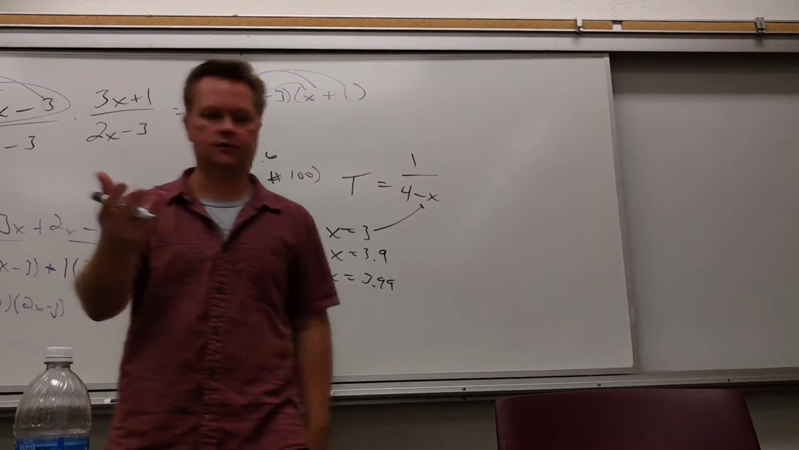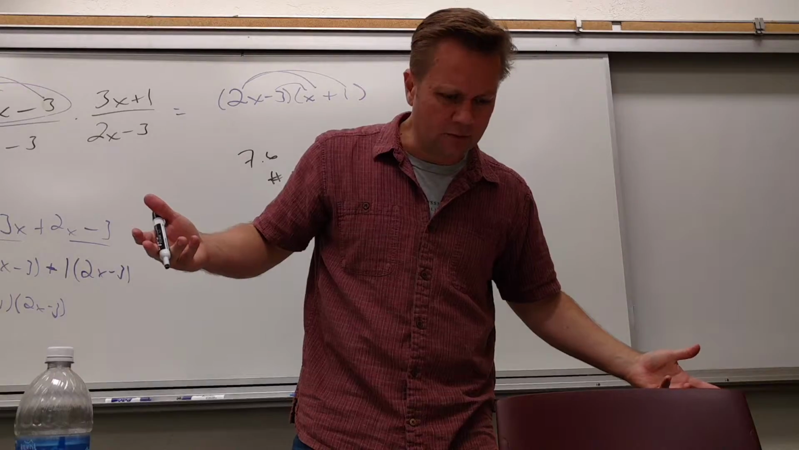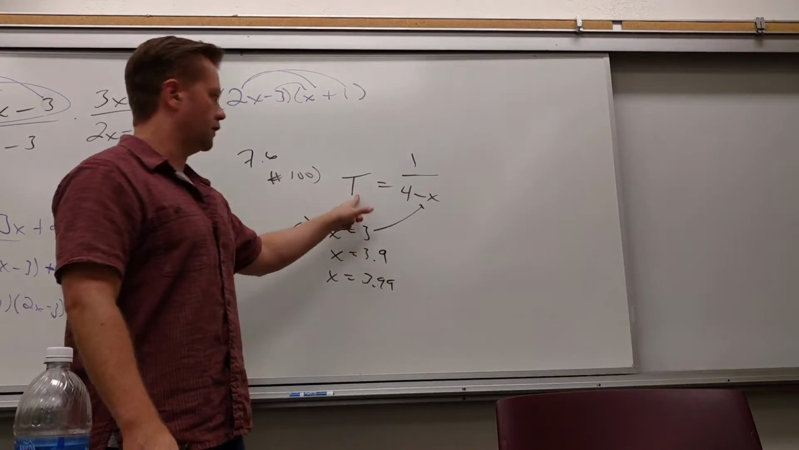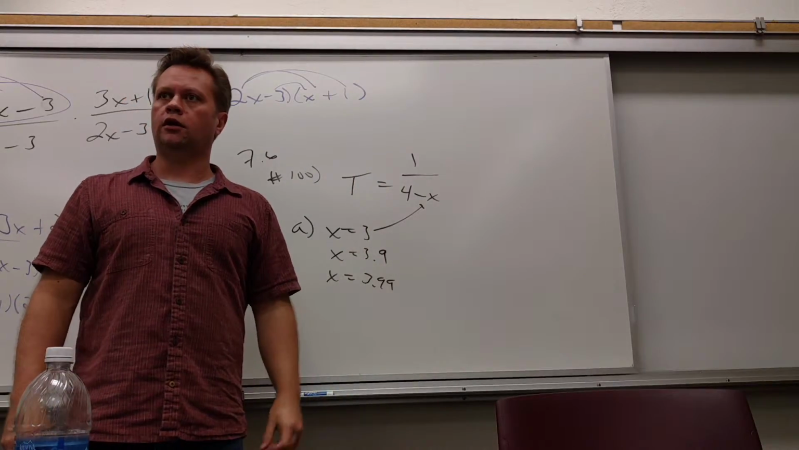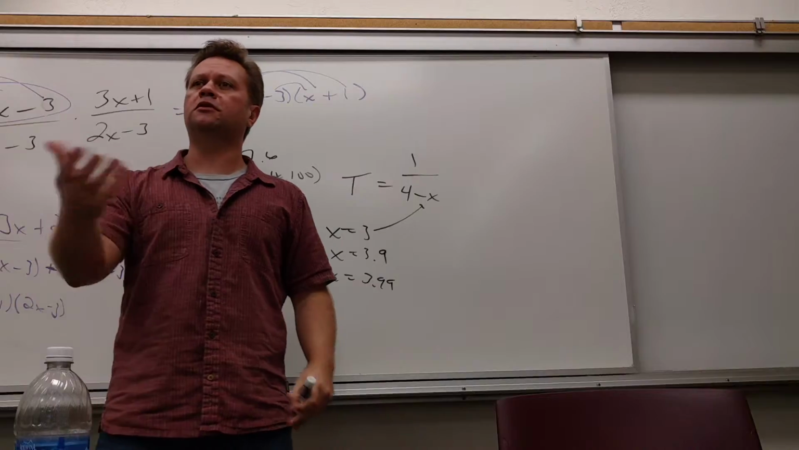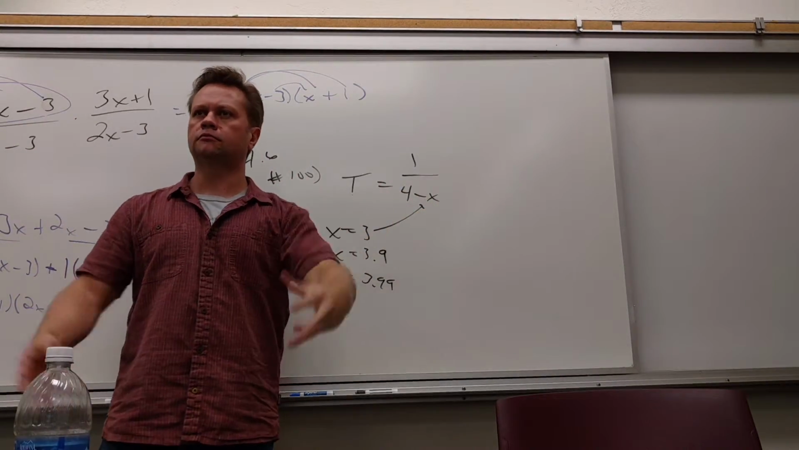And then part B just says, find X when the waiting time is 5 minutes. So part B is just put 5 there. It's all about knowing what your variable means and where to put the number they give you. T is time in minutes. X is number of people per minute.